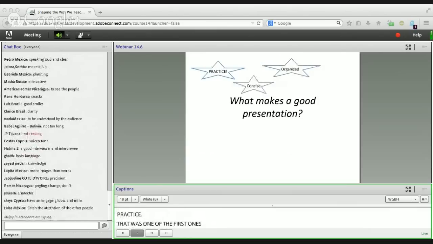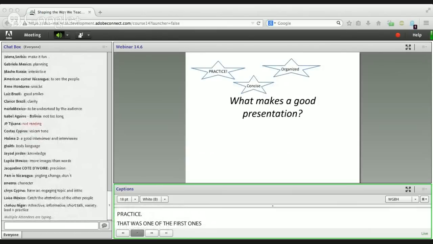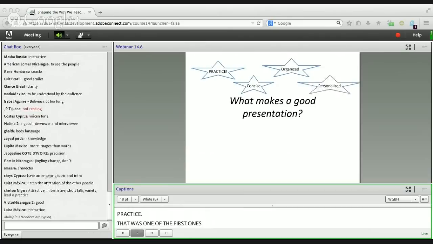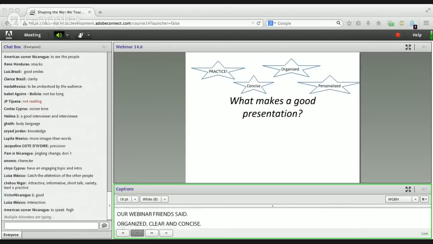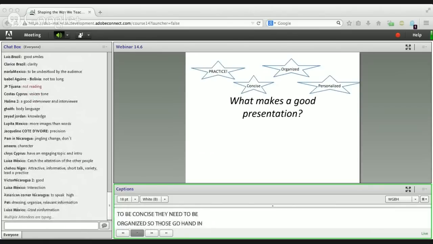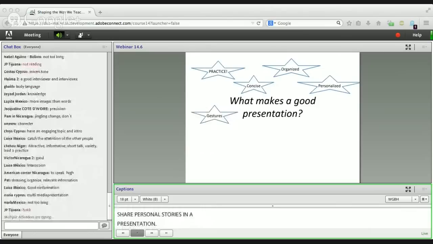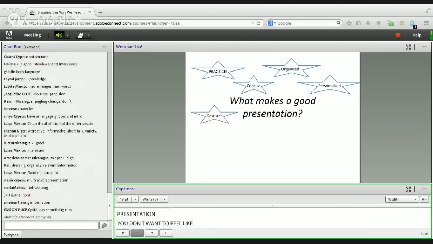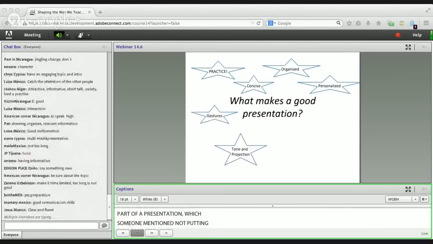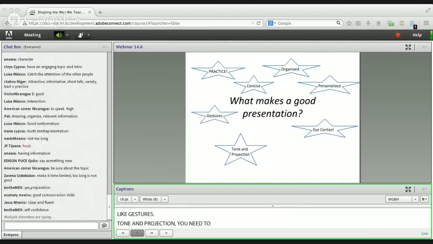Organize clearly and concisely. And in order to be concise, they really need to be organized. So those two go hand in hand. And personalize. It's always important to share personal stories in a presentation. You don't want to feel like someone is reading you a book. There's also the physical part of a presentation, which someone mentioned, not putting their hands in their pocket, like gestures. Tone and projection, you need to speak loudly and clearly.